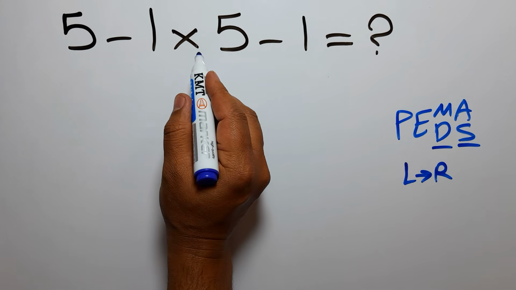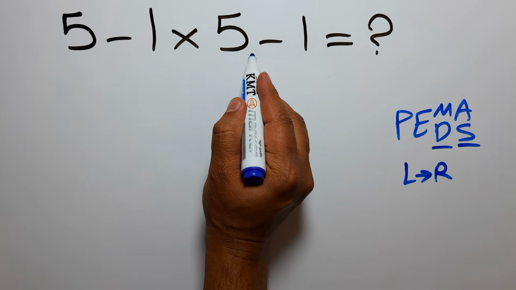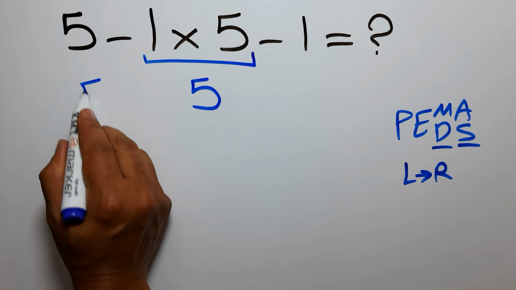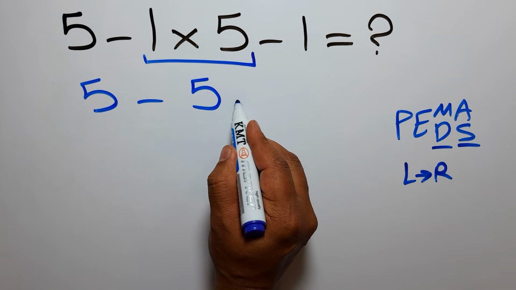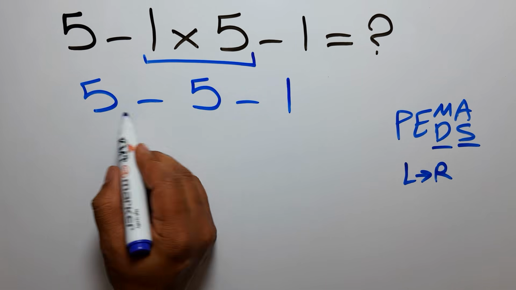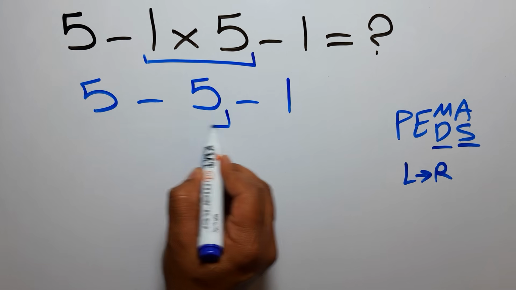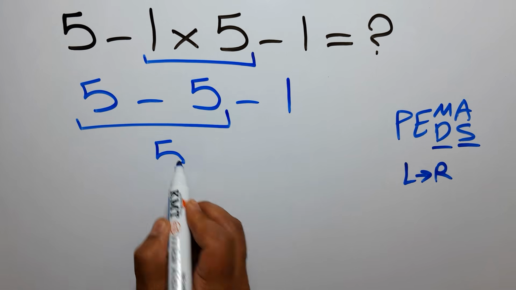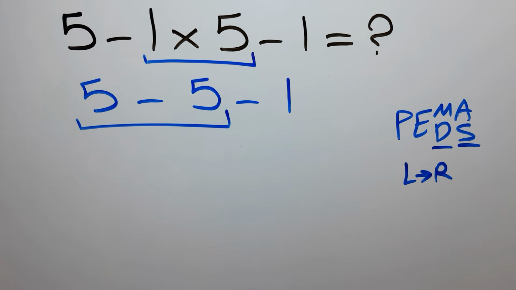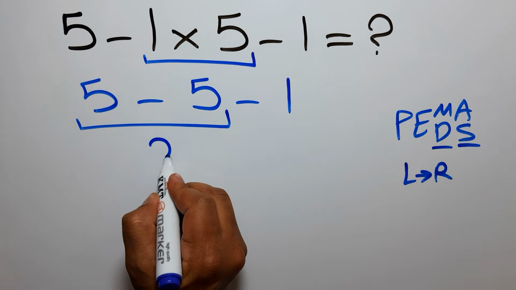So first we have to do this multiplication. 1 times 5 gives us 5. So we have 5 minus 5, then minus 1. Now we have to do this subtraction. 5 minus 5 gives us 0. 5 minus 5 equals 0.